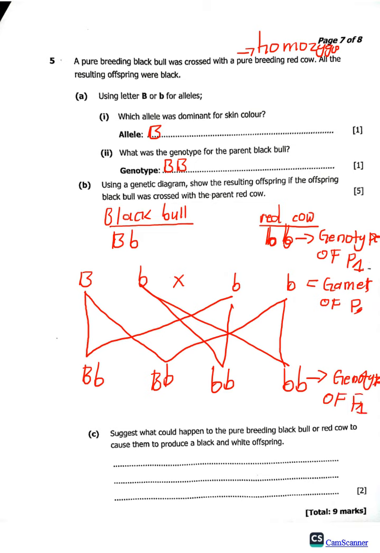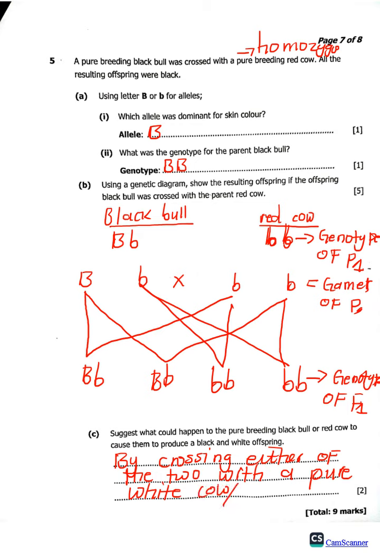Now for question C, suggest what could happen to the pure breeding black bull or red cow to cause them to produce a black and white offspring. So by crossing either of the two with a pure white cow or bull. Okay, so this is how we can answer this question.